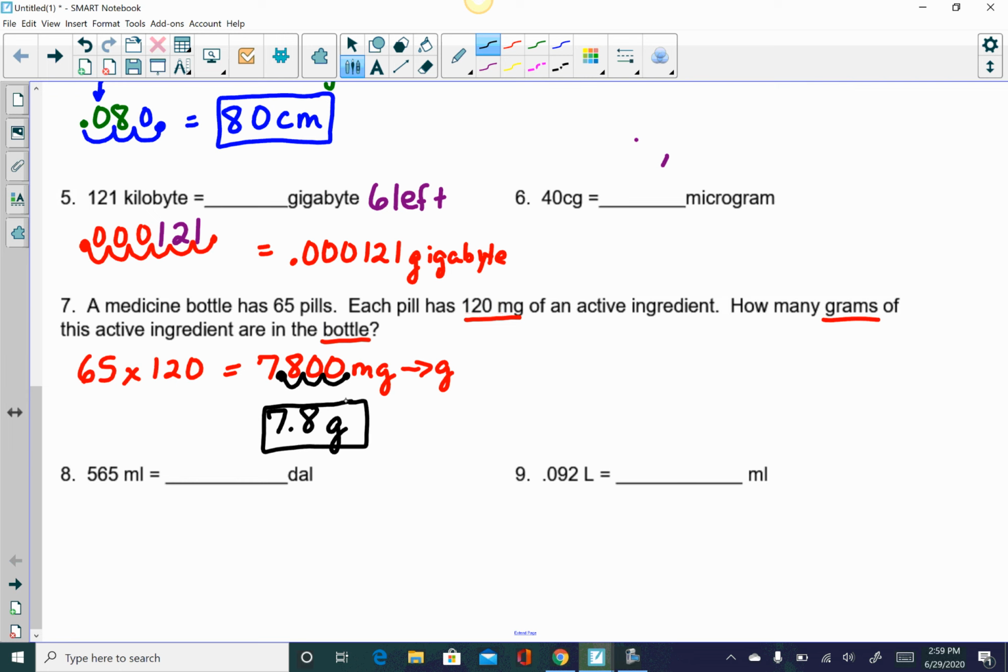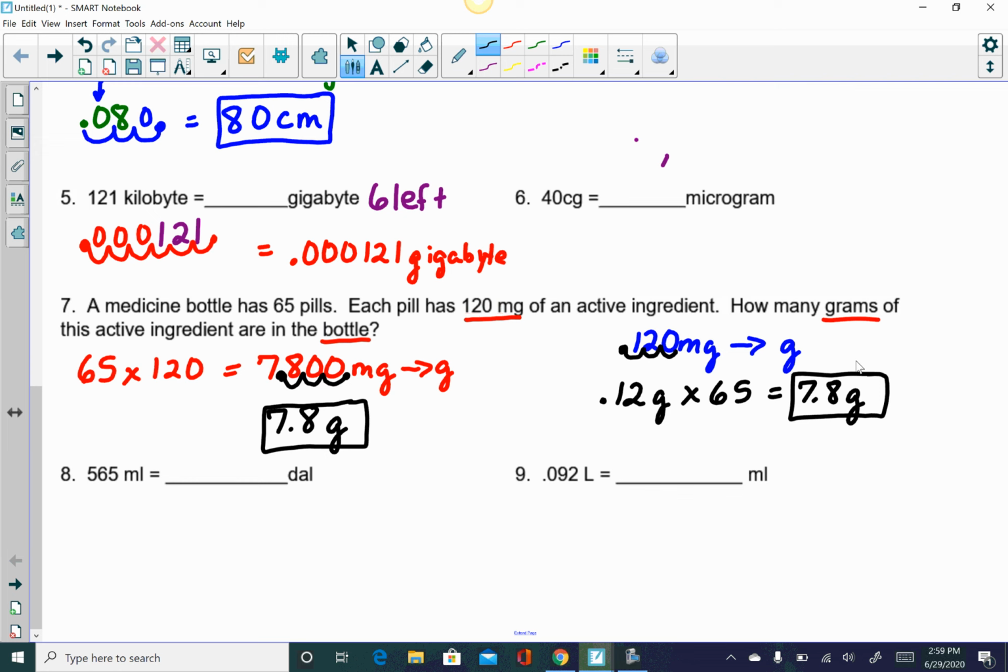Maybe you were thinking, well, I would have done that differently. Here's another way. You could start out with the 120 milligrams right from the start and convert it to grams. To convert the milligrams to grams, you're still going to have to move that decimal 3 places. So start back here at the end and go 1, 2, 3 places. So you have 0.12 grams. Now multiply that times the 65 pills in the bottle, and that should land you also at 7.8 total grams. So either way is perfectly acceptable.